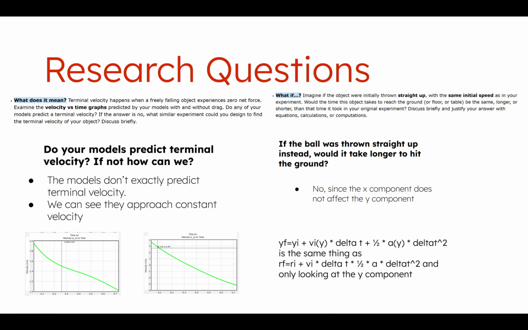one constant velocity. The next question asks, if the ball was thrown straight up into the air instead of as a projectile, would it take longer to hit the ground? It would not take longer to hit the ground since the x component does not affect the y component.